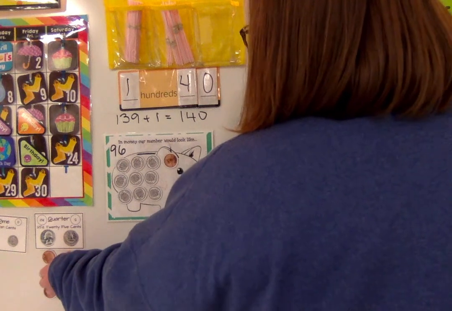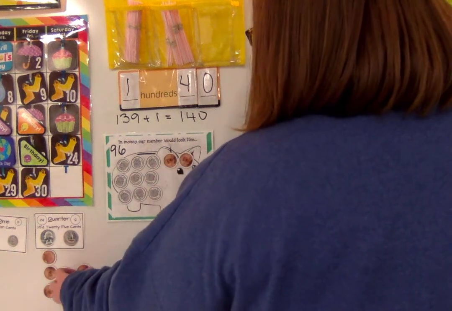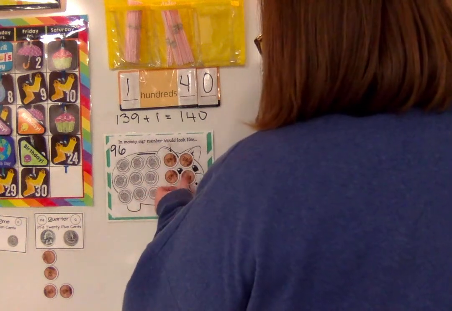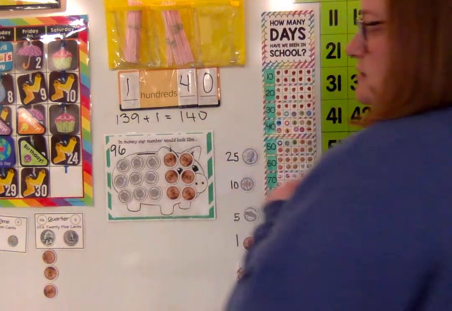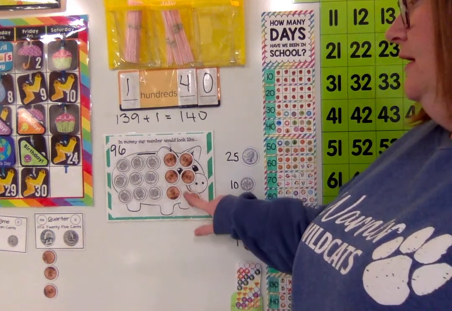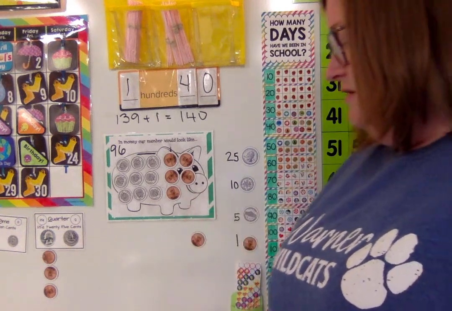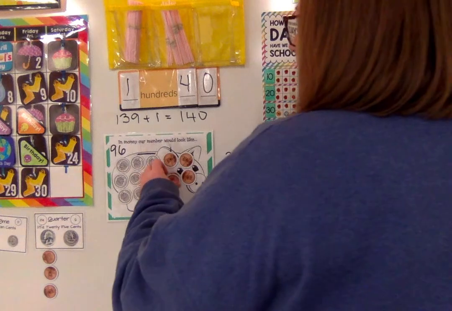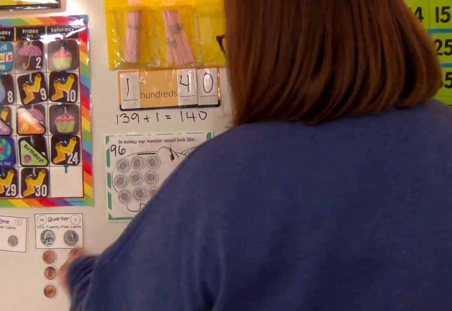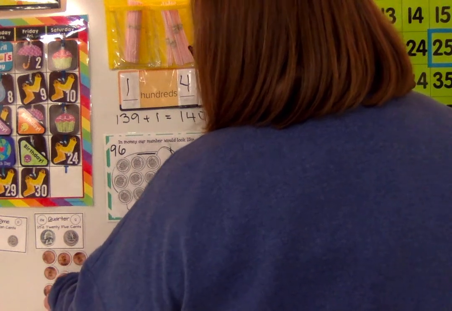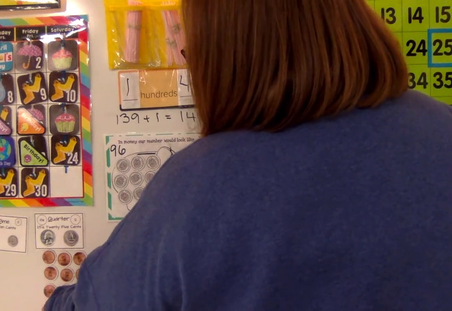91, 92, 93, 94, 95, 96. Or, I heard 95. Do we have a coin worth 5? We sure do. I could trade out these 5 pennies and give myself a nickel, nickel, nickel.